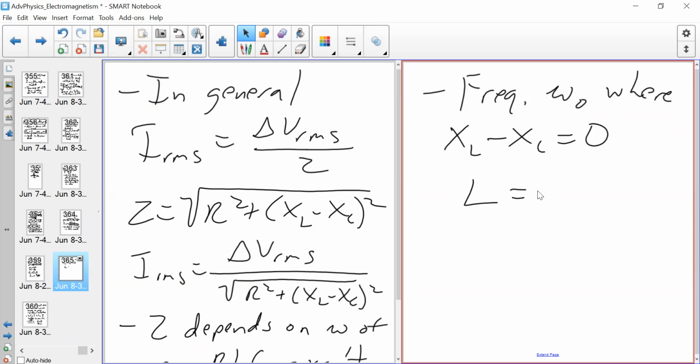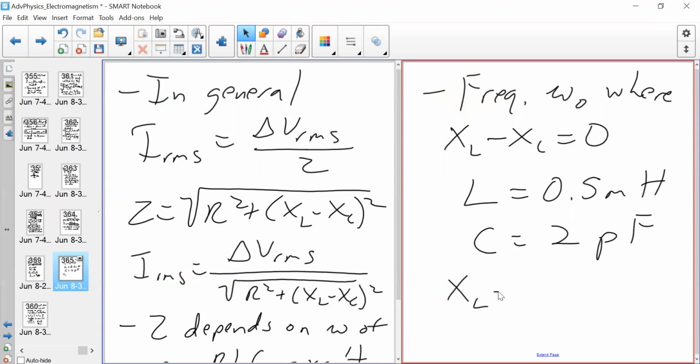Now you can have an inductor, 0.5 Henries, milli-Henries or whatever, from the previous problem. And we could have a capacitor, 2 picofarads. Based on this omega, we have to alternate this omega such that these guys are equal, because remember, XL is omega L, XC is 1 over omega C. So we have to get this in such a way with these particular values to make these quantities equal. And when you do that, you have resonance.